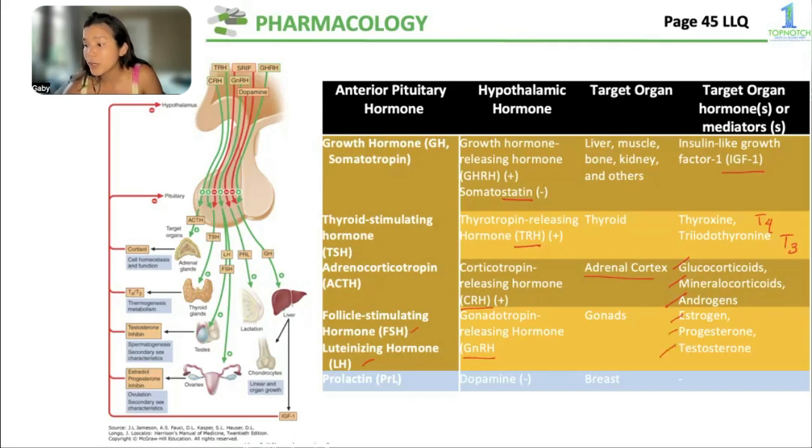And prolactin, it is a tonic inhibitor of your dopamine. So, the other way around. Dopamine is the tonic inhibitor of your prolactin. Sorry, I got it backwards. So remember, prolactin is released from the anterior pituitary only if there is no dopamine to suppress its release. And it, of course, acts on the breast in order to promote milk production. So those are your anterior pituitary hormones.